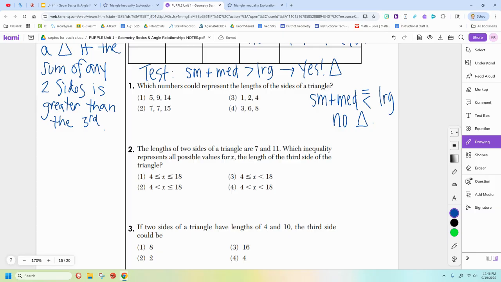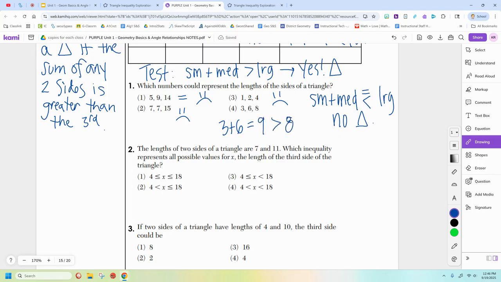Okay, what's 5 plus 9? 14, that's equal to 14, right? Boo. Okay, what's 7 plus 7? 14, that's a T-Rex, right? Boo. What's 1 plus 2? 3. Less than 4. Boo. But 3 plus 6 is equal to 9, which is greater than 8.